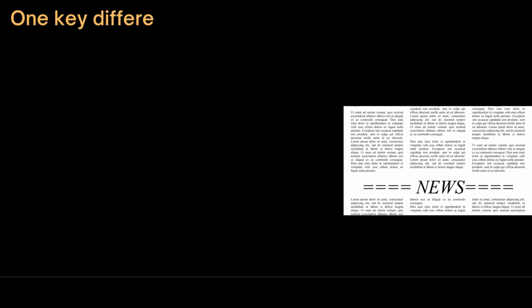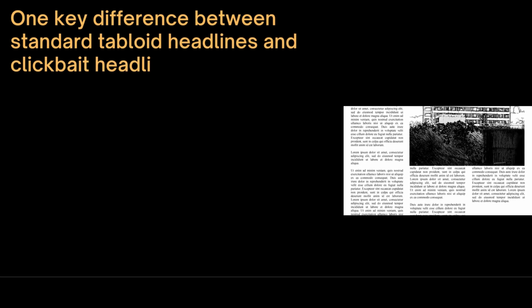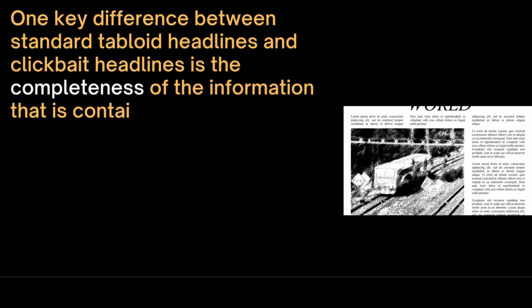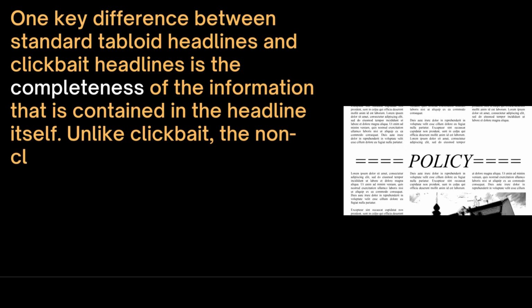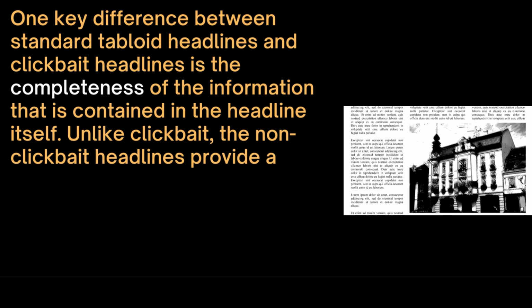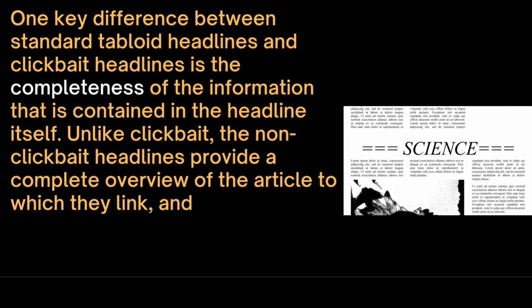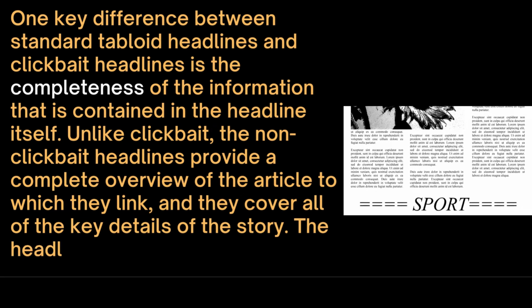One key difference between standard tabloid headlines and clickbait headlines is the completeness of the information that is contained in the headline itself. Unlike clickbait, the non-clickbait headlines provide a complete overview of the article to which they link, and they cover all of the key details of the story. The headline is complete in itself.